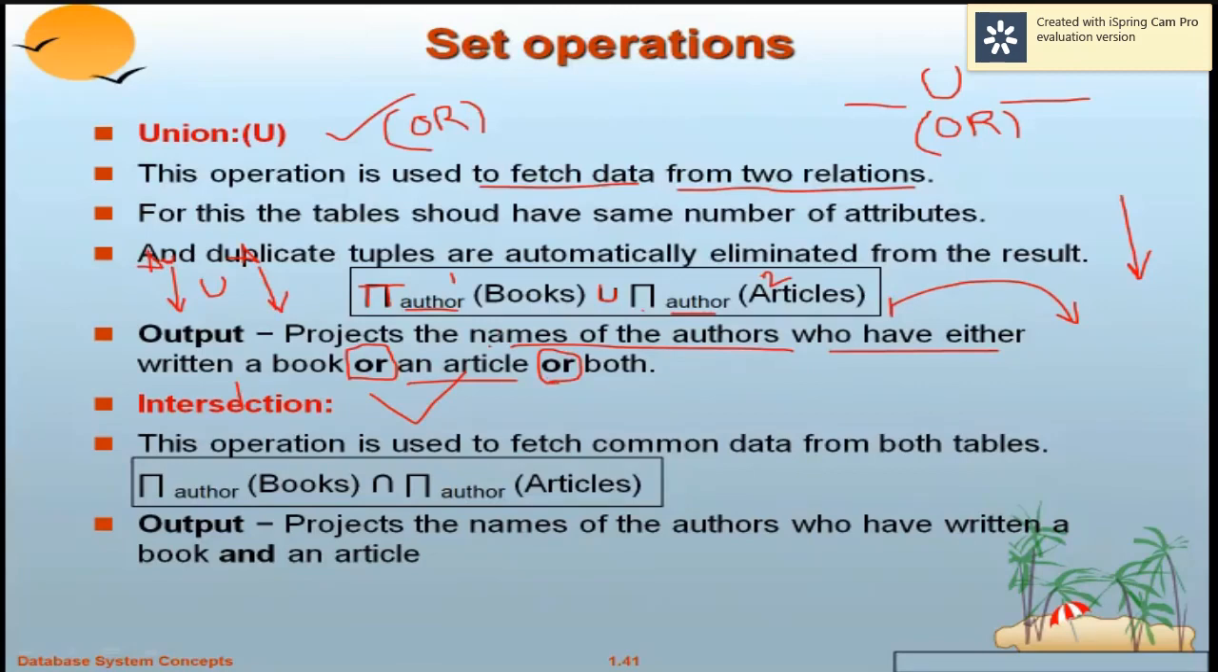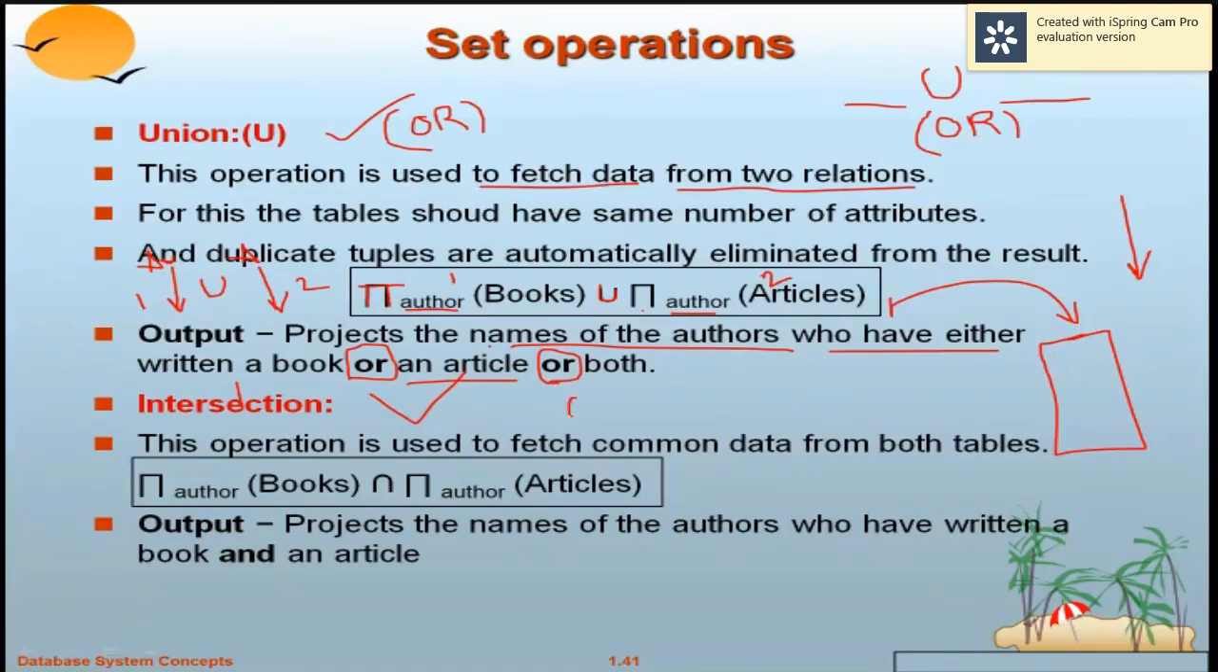That means the authors who have either written a book or written an article, or in case they have written both, all the data will be pulled out, and that will be my final output from these two tables. From these two outputs, output 1 and output 2, I'll be getting my final output, which is satisfying the OR condition.